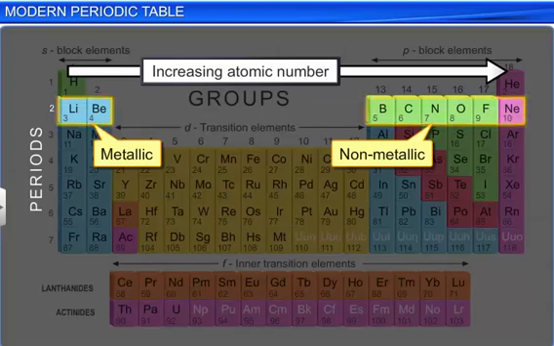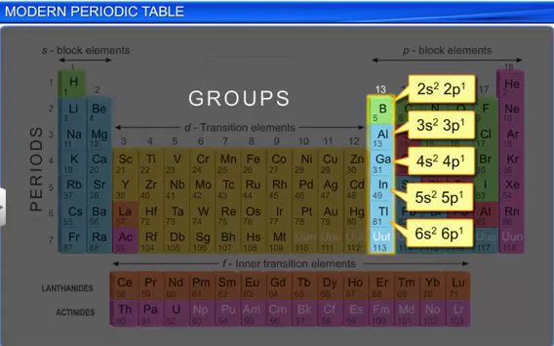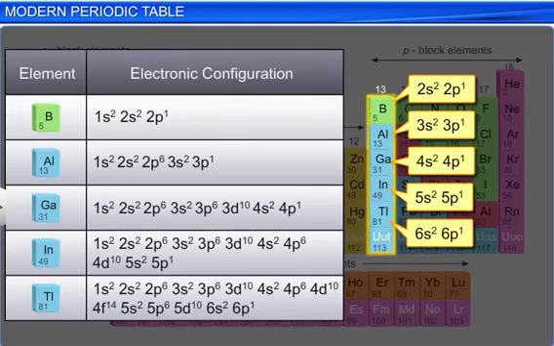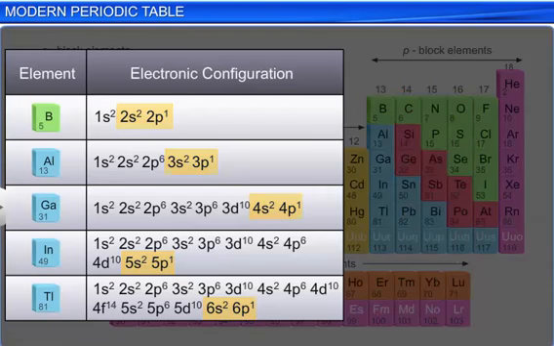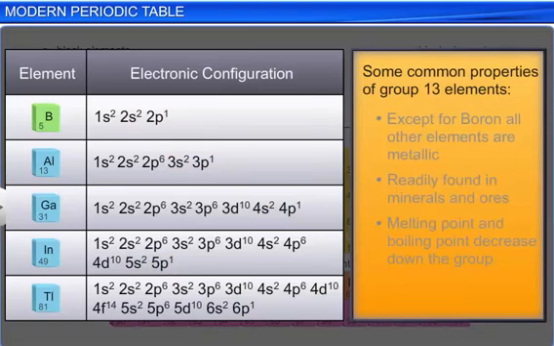In a group, all elements have similar electron arrangement and therefore similar physical and chemical properties. For example, all the elements of the 13th group in the periodic table have the outer electronic configuration ns2np1 and therefore share similar physical and chemical properties. For example, except for boron, all other elements are metallic, are readily found in minerals and ores, and their melting and boiling points decrease as we go down the group.